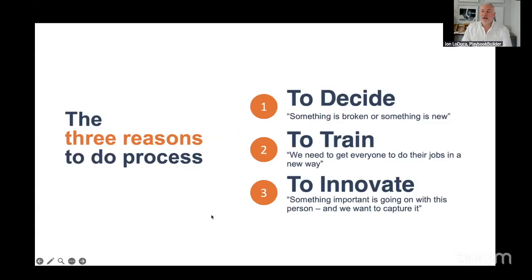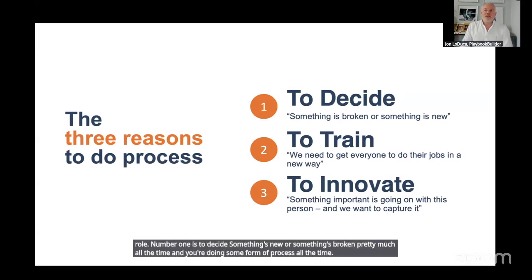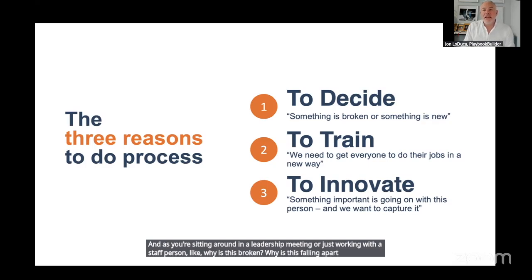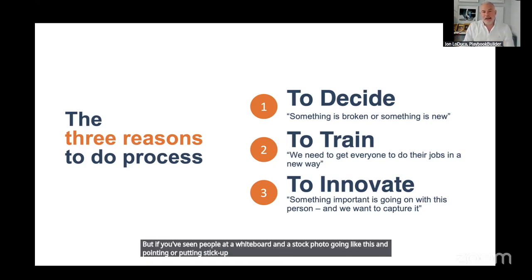So just to frame it, why do process? There are three reasons we traditionally see that process plays an incredible role. Number one is you decide something's new or something's broken pretty much all the time, and you're doing some form of process all the time. As you're sitting around in a leadership meeting or working with a staff person, asking why is this broken, why is this falling apart, you're really doing process, even if you don't know to call it that. If you've seen people at a whiteboard in a stock photo, pointing or putting up sticky notes, that's process work, but it's largely to decide.